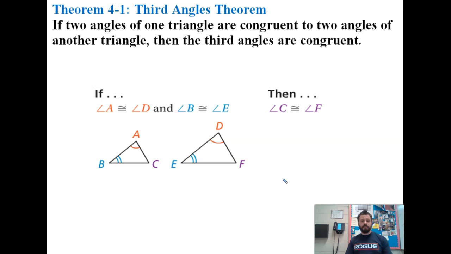The reason for that is the proof wouldn't be very hard since both these triangles add up to 180. If I subtracted the same amount for A and D from 180 and the same amount for B and E from 180, I'd get the same answer, the same C and F.